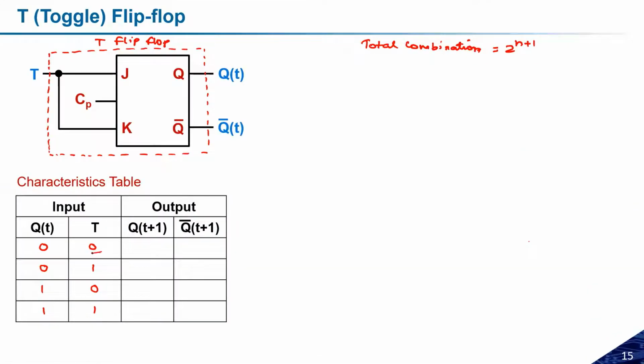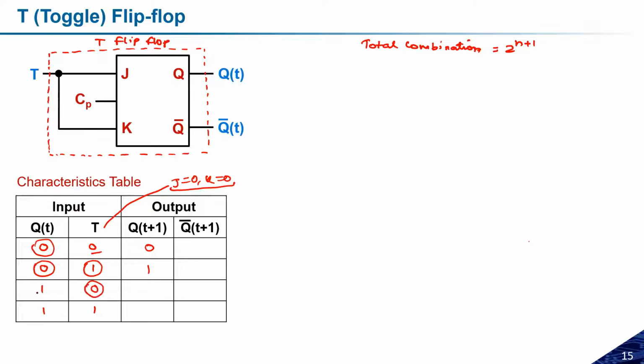If T is equal to 0, what does it mean? It means that J is equal to 0, K is equal to 0. Okay. And if J is equal to 0 and K is equal to 0, it maintains the same logic. Qt plus 1 will reflect the same. Okay, so this will become 0. Again, here I have T equal to 1, so J and K both are 1. So I will get the complement of the input, Qt. So that will become 1.